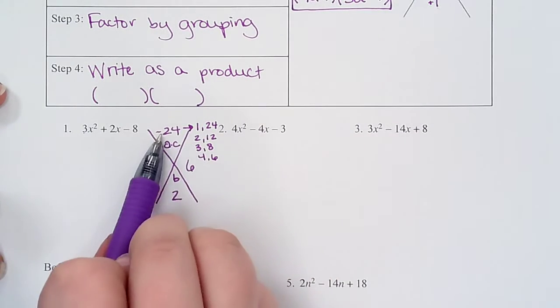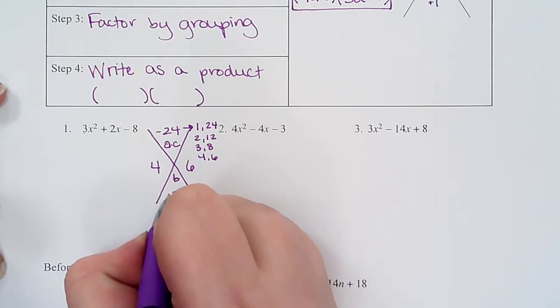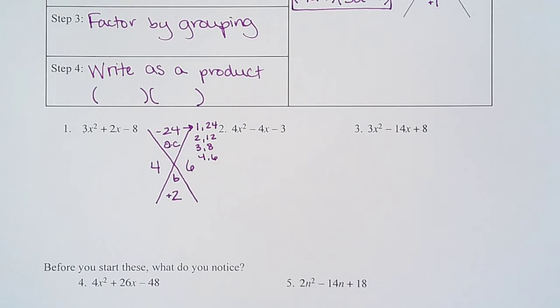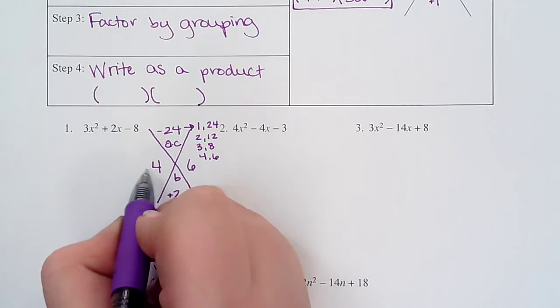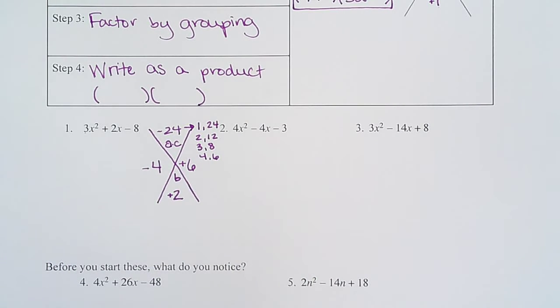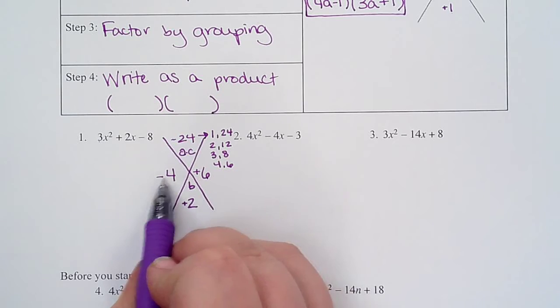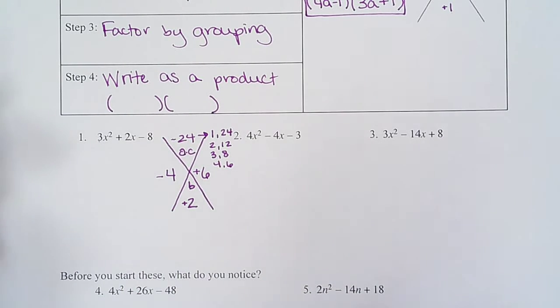And since I know one of them has to be negative to multiply to a negative number, I need to make one of them negative to get a positive 2. If I make the 4 negative, I get negative 4 plus 6. That is a positive 2. If I flipped those signs, I'd get a negative 2, and that would not be right. So I have to be very careful about which one I put the negative on.